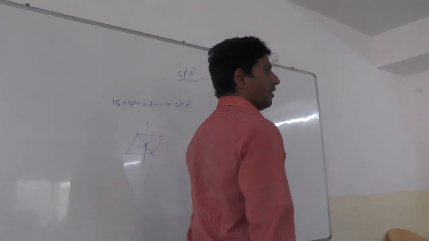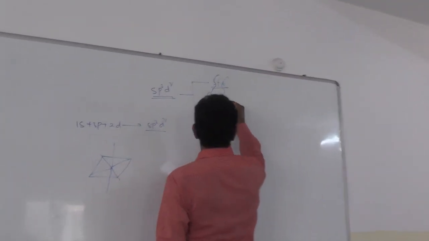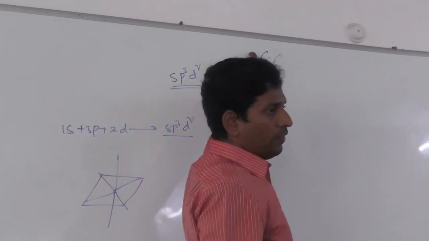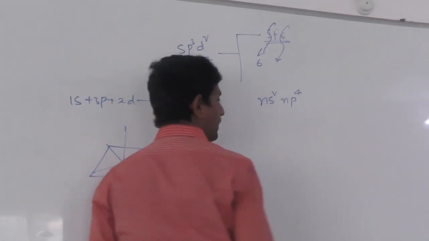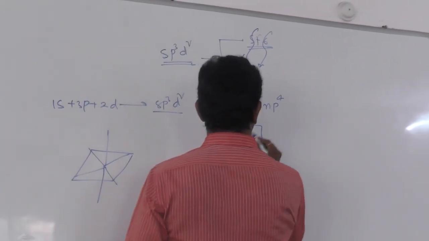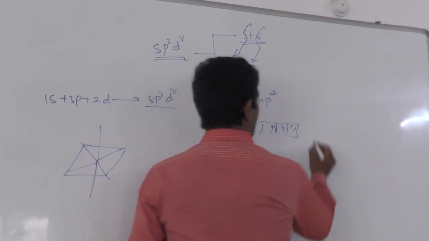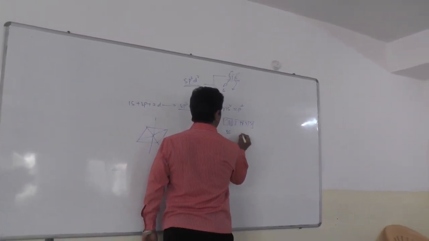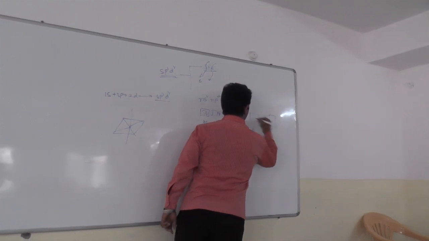SF6 is the example. Here sulfur is a group 16 element and fluorine is a group 17 element, the halogens. Oxygen and sulfur belong to the same group. So the outermost electronic configuration is ns2 np4. So obviously there is one lone pair, and 3s, 3p, and 3d orbitals are also there.